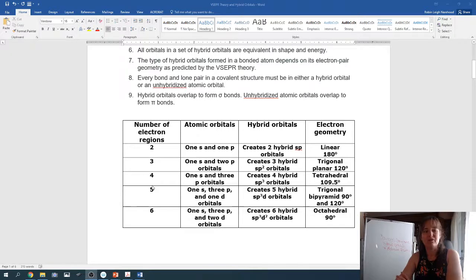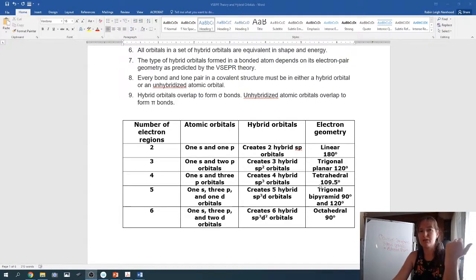If there is an atom that can have more than 4 regions, then we can go up to 5 or 6. And if you need 5 regions, every one of these new regions has to have space created by orbitals that exist. And so we need 5 orbitals. We need one s orbital, 3 p orbitals, and 1 d orbital. That creates 5 new orbitals, and those orbitals are called sp3d.